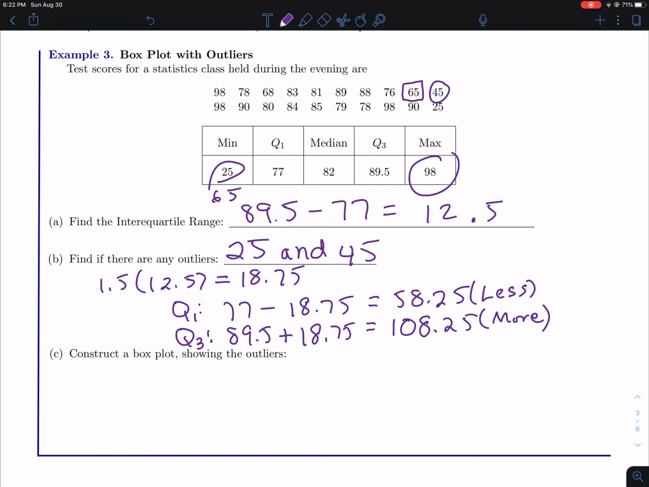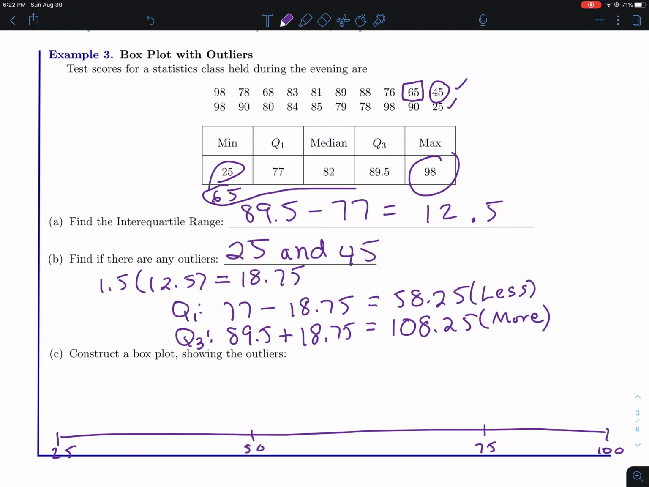So that's going to be my whiskers. But I still want to account for the 25 and the 45 in my box plot. I'm just going to do it a different way. So when I do my graph, I'm still going to do like I did before, go from 25 out to 100, and then 50, 75. And I'm going to save the 25 and the 45 for last. I'm going to go ahead and calculate the new 5-number summary that we've got here.